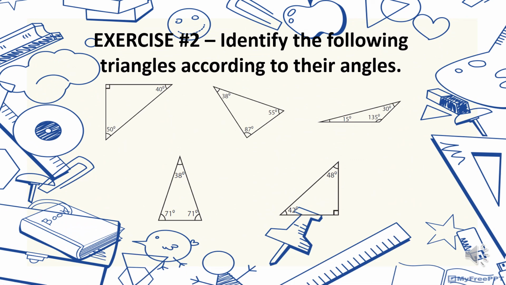Exercise number 2. Identify the following triangles according to their angles. Let us see your answers. The first one is a right triangle. The second one is acute. The third one is obtuse. The fourth one is acute. And the last one is a right triangle. Did you get them all correct? Very good.